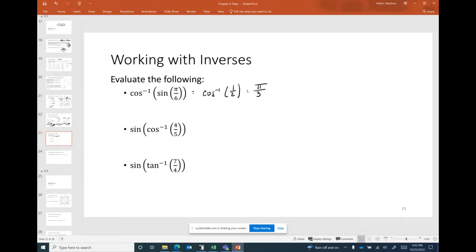Okay, so that's one way. If it's a known value from the unit circle, it's pretty easy to figure it out that way. But look at this next example. Here I want to find the sine of the inverse cosine of 4/5. And 4/5 is nowhere on the unit circle. So how am I going to solve that? Well, let's make a triangle for that.